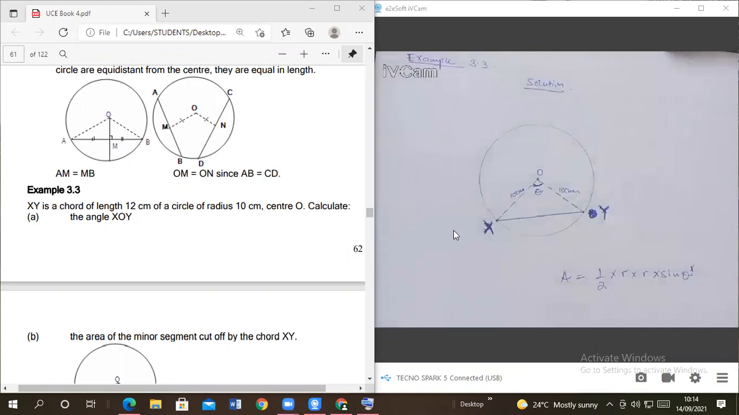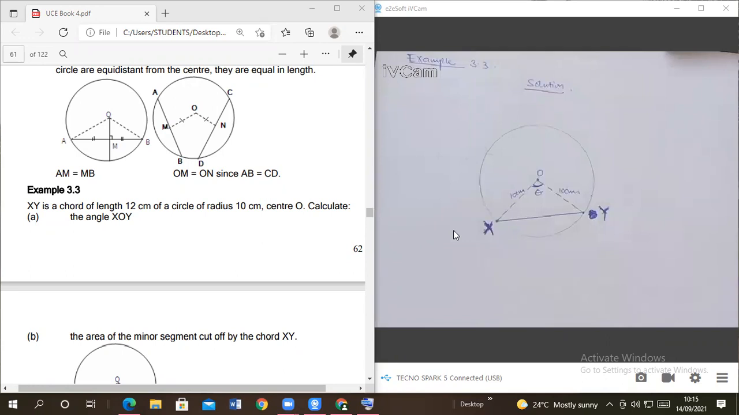Try first finding the area of the sector. Okay, area of a sector is given by theta out of 360 times pi r squared. Correct. So do you have the area? No, we don't have the area, isn't it? Do we have theta? No, we don't have theta.